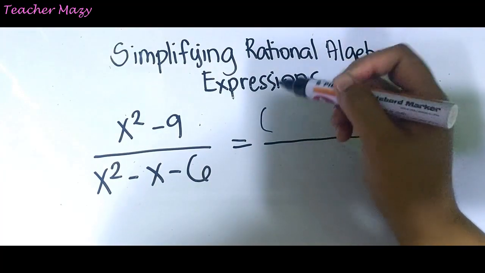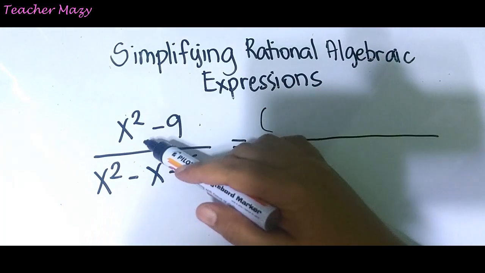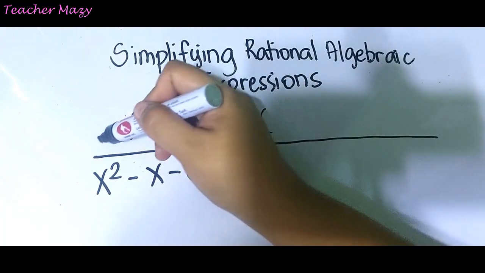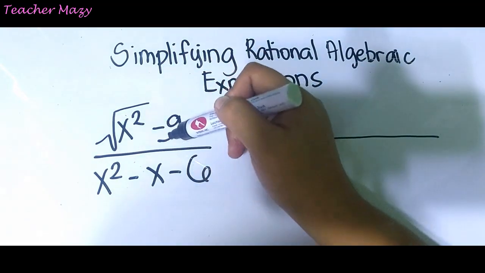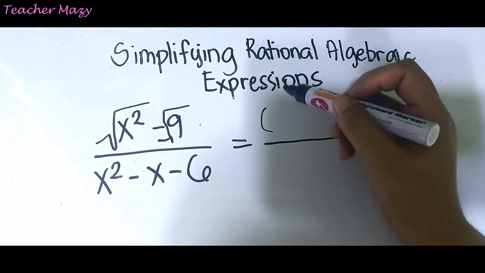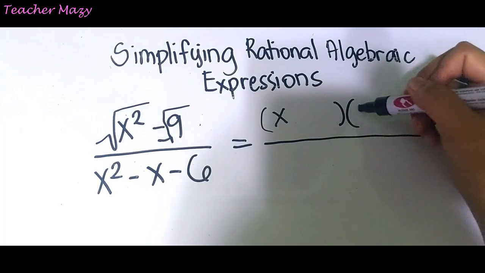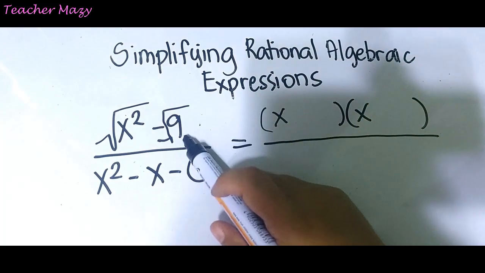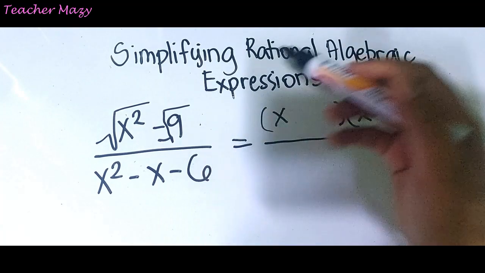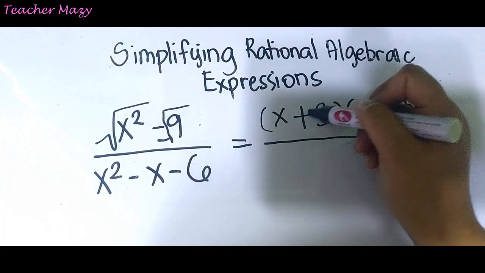So if we factor the given here, we have x squared minus 9. So how do we do that? We simply get the square root of the first and second term. So that is x and then x, and then get the square root of 9. The square root of 9 is 3, and then sum and difference.